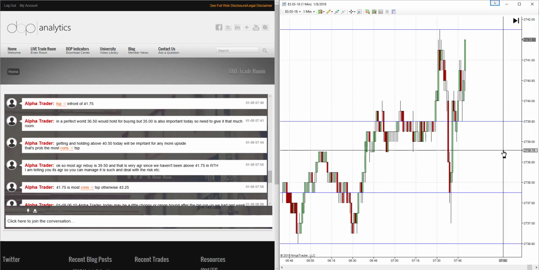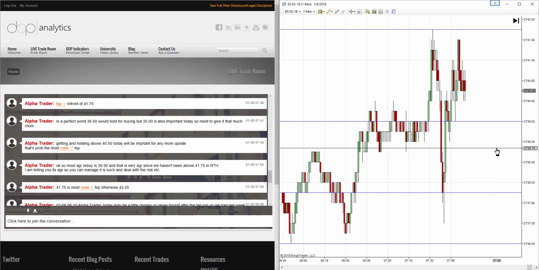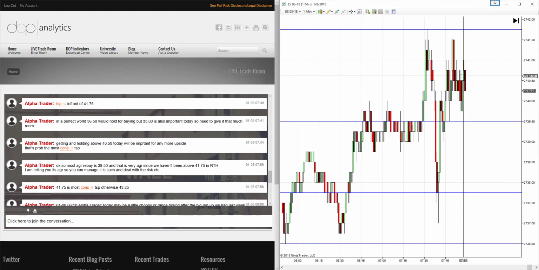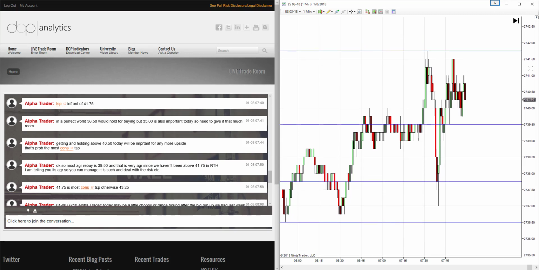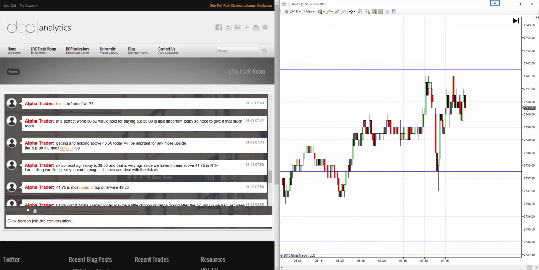Our next post happened 8 minutes later on this green candle. 41.75, which is our line up here, is now the most conservative. Otherwise, take some profit at 43. So we have a new price and a new target. When that happens, you could assume that we're anticipating more upside. I'm going to scrunch my charts like this. Now we have a 43.25 price level, so I just grab a line and put it in.